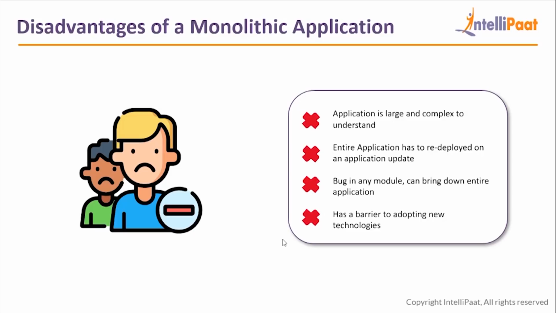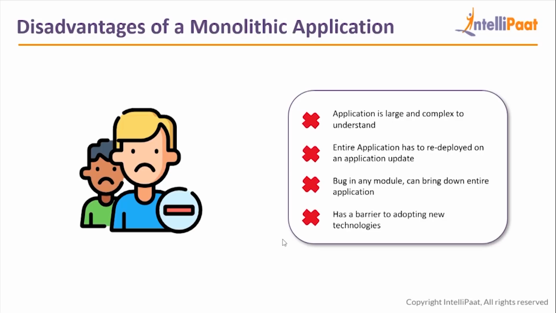The third thing is, if there is a bug in any of the modules, and because in a monolithic application everything is dependent on each other, it can lead to an entire downtime of your whole application, right? It can bring down your entire application just because of a bug in a single module. So this is also a problem in a monolithic application, because the components are dependent on each other.